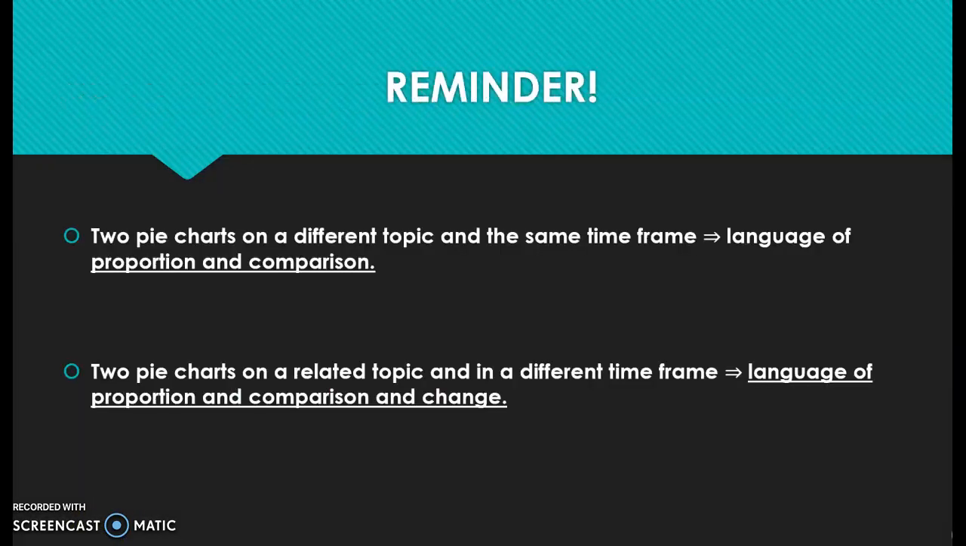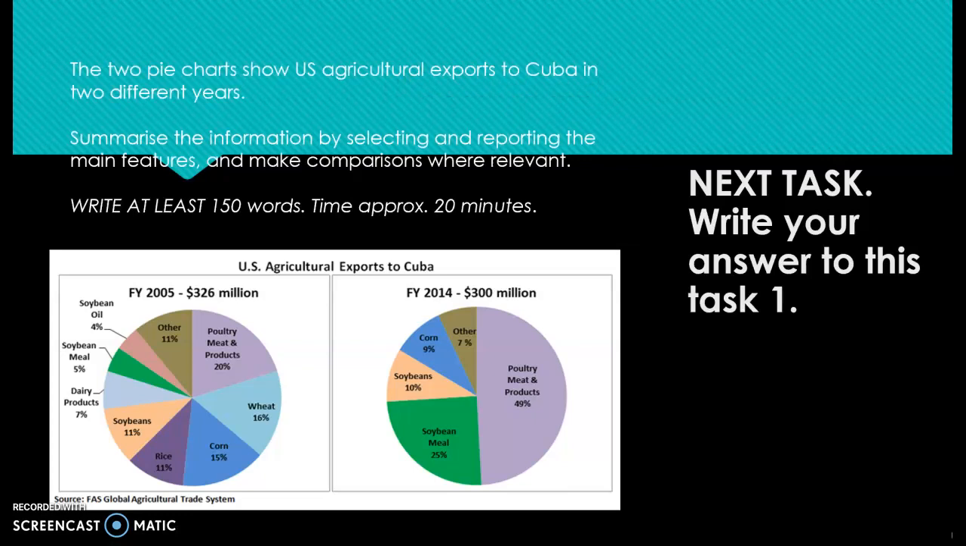So just to summarize, a little reminder there, 2 pie charts on a different topic and the same time frame, the language of proportion and comparison. If it's a different time frame, you're going to need proportion and comparison and change. So just as practice, try this next one as your homework.